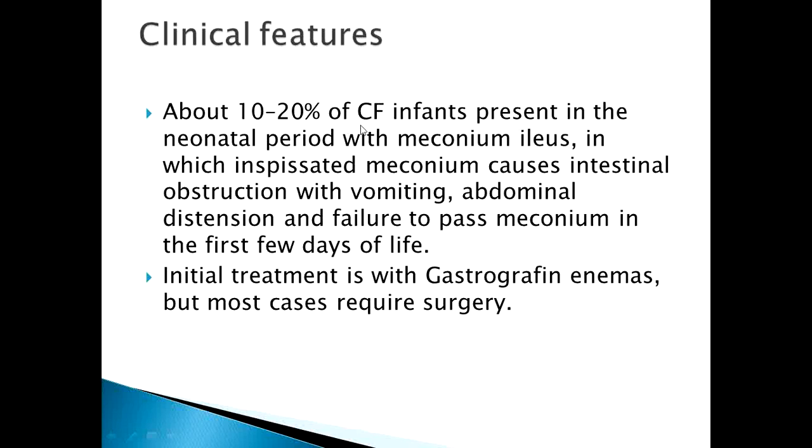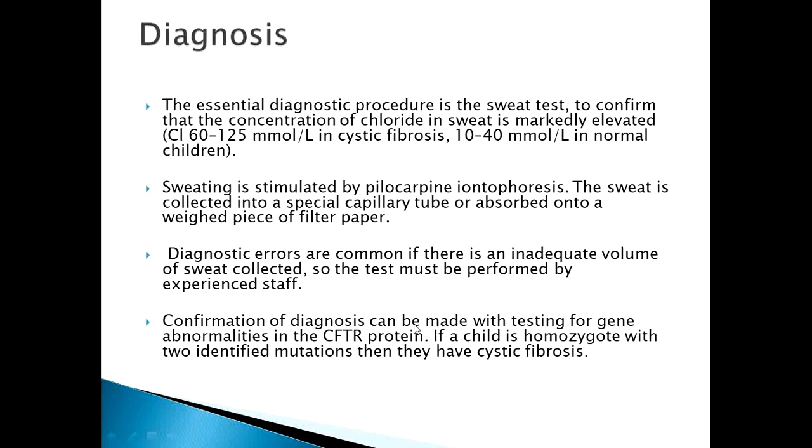About 10 to 20% of cystic fibrosis infants present in the neonatal period with meconium ileus, in which inspissated meconium causes intestinal obstruction, vomiting, abdominal distension, and failure to pass meconium in the first few days of life. Initial treatment is with gastrografin enemas, but most cases require surgery.